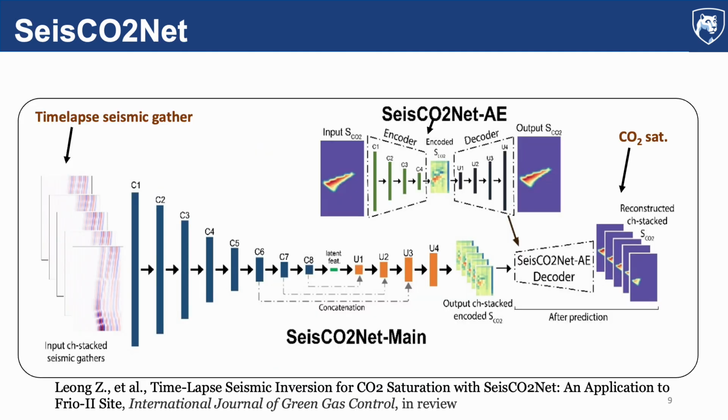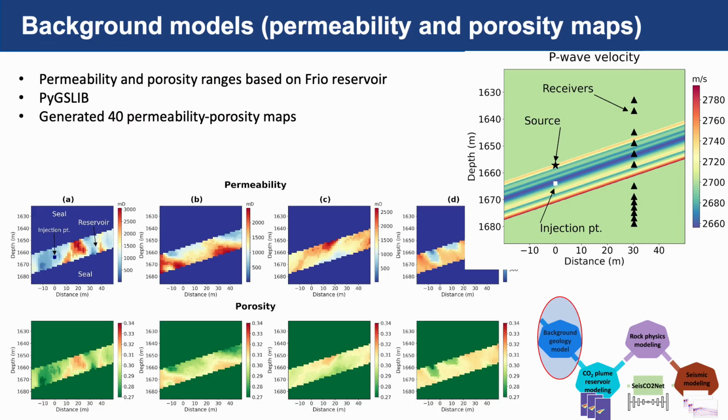Let's take a closer look at SeismicCO2Net. As you can see, this is a basic UNet setup. What we input is the seismic gather and a CO2 saturation map. Then we pass them through several convolutional layers to learn the relationship between the two.